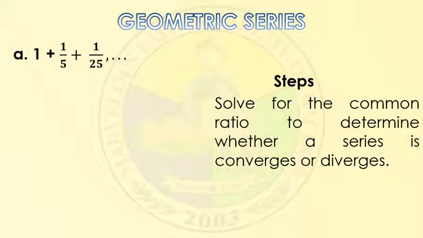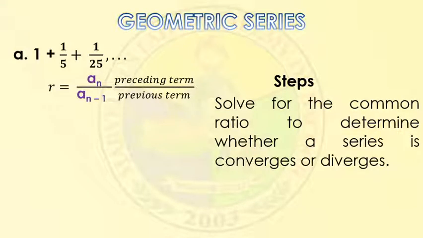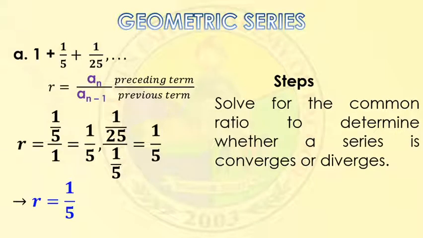So, we need to solve for the value of the common ratio and after that, we're going to determine whether the series converges or diverges. Okay? So, in finding the value of the common ratio, we're going to use the formula a sub n over a sub n minus 1, or preceding term over the previous term. So using the formula, 1 over 5 is the preceding term and 1 is the previous term. 1 over 5 divided by 1, the answer is 1 over 5.